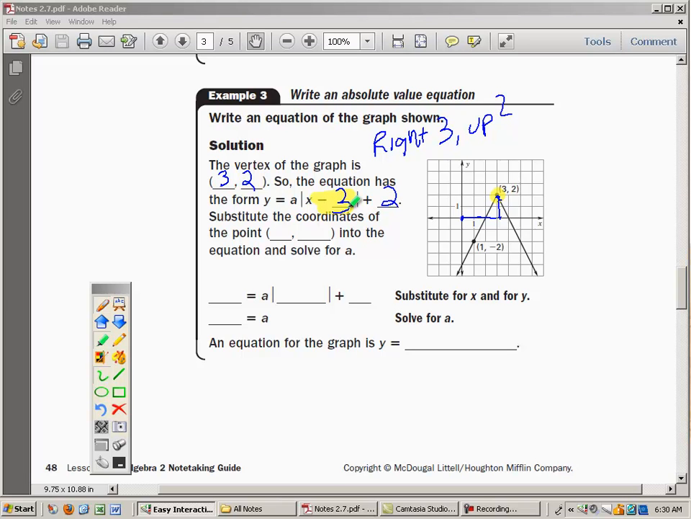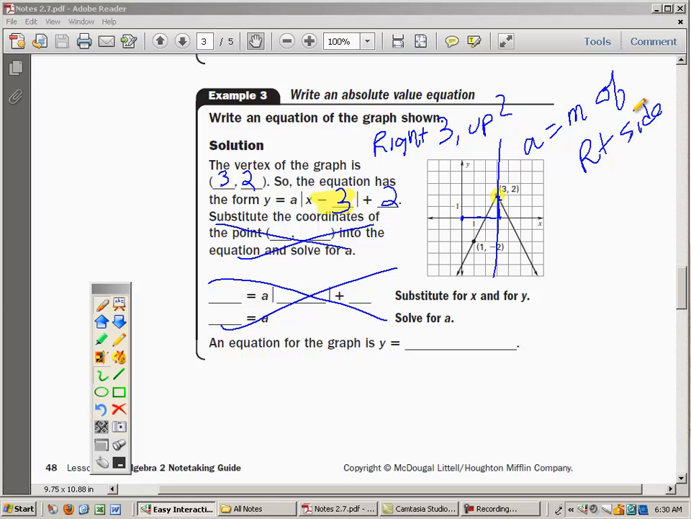Now, it says substitute the coordinates of a point to calculate the slope. Look, I'm not going to calculate the slope this way. To me, this is kind of worthless. We're not going to do all of this business. All we're going to do is take a look at the graph and say, what's the slope of the right branch? Because we know that A is equal to the slope of the right side.